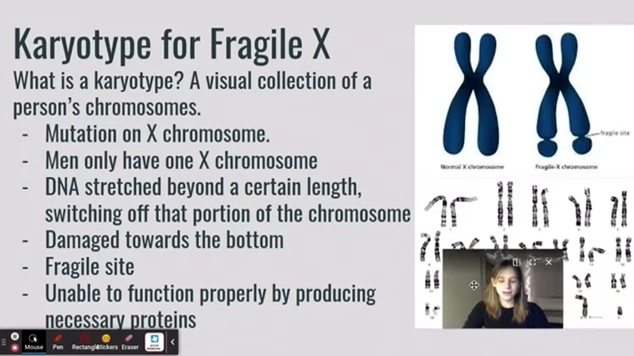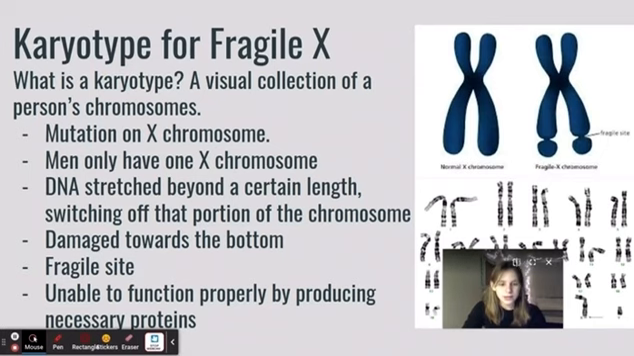Okay, anyway, so what's a karyotype? A karyotype is a visual collection of a person's chromosomes. As you can see, the one on the bottom row, second to the right, that is the X chromosome. Obviously, it is not supposed to look like that. This is a karyotype of a patient with Fragile X syndrome. As you can see, the X chromosome is not shaped normally. If you look at the one on the top, the one on the left is a normal X chromosome, and then the one on the right is the Fragile X chromosome.